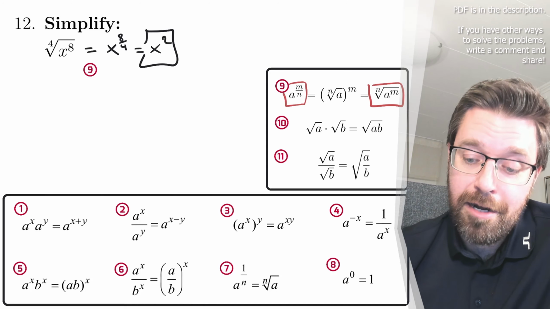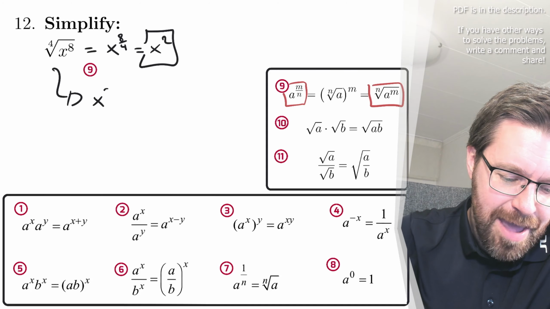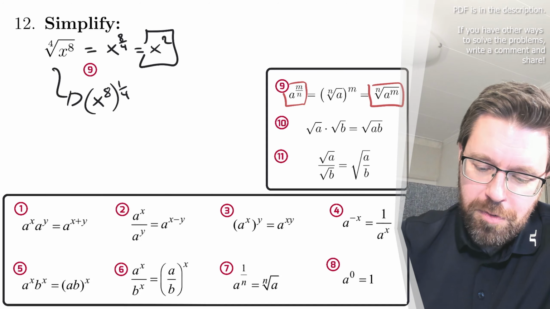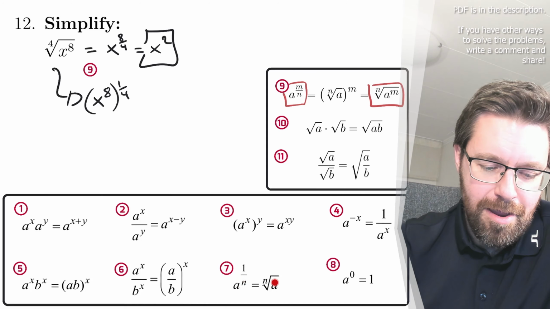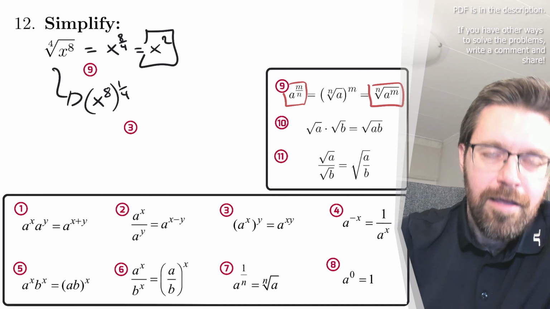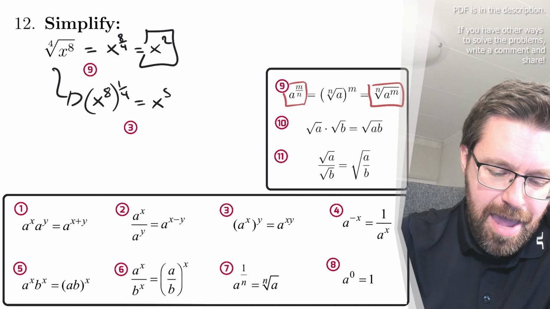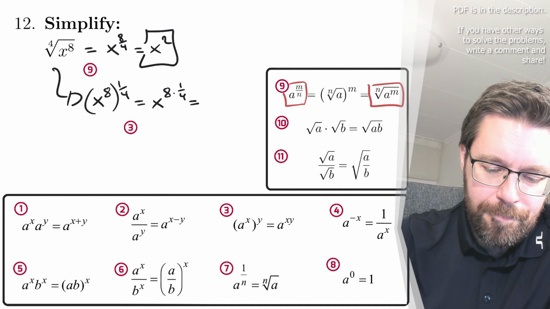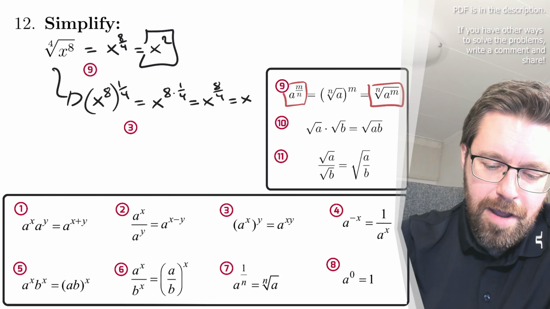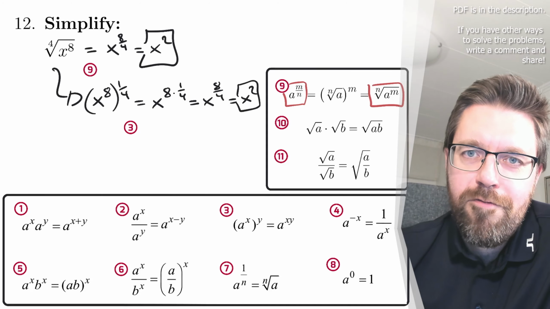If you want to do it in a longer way, you can write it like this. x raised to 8 and then raised to 1 over 4. Then you're using rule number 7 from right to left. And then you can use rule number 3 to multiply the exponents with each other. So it equals x raised to 8 times 1 over 4. And it equals x raised to 8 over 4, which equals x raised to 2. So you can do it in a short way or in a longer way if you want to.